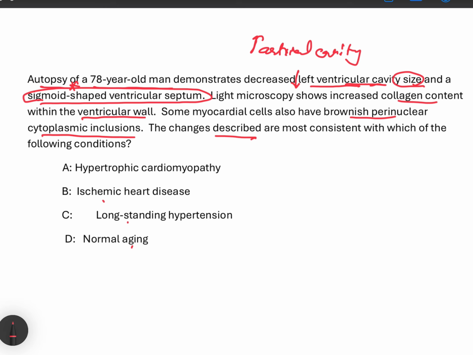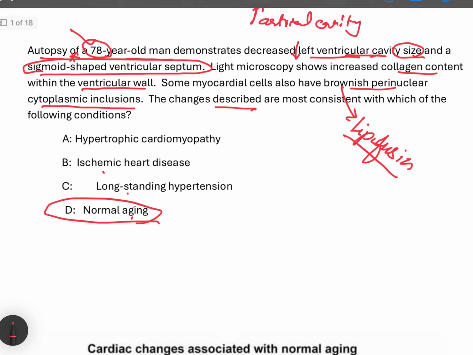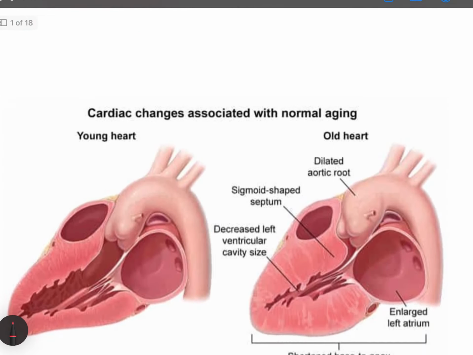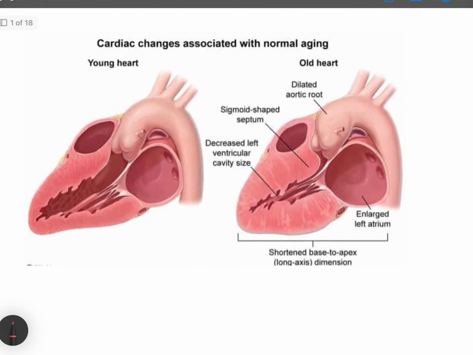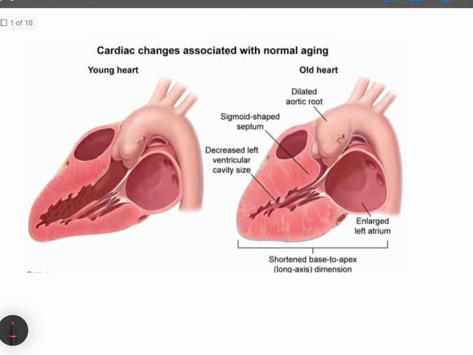All these things are related to normal aging, and the brownish perinuclear cytoplasmic pigment is lipofuscin. These are all characteristic of normal aging. If you look at the age, it's a 78-year-old. Whenever there is any MCQ or question with a patient above 60 to 70 years of age, you should also consider the normal aging process.